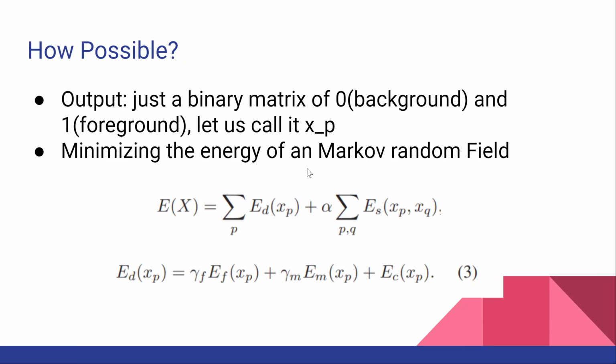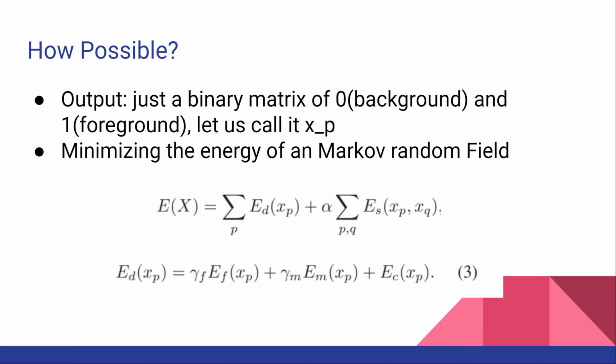And how is that possible? Our goal is to have a binary matrix of 0 and 1, where 0 represents that the pixel belongs to the background and 1 represents that the pixel belongs to the foreground. Let us call this variable xp.